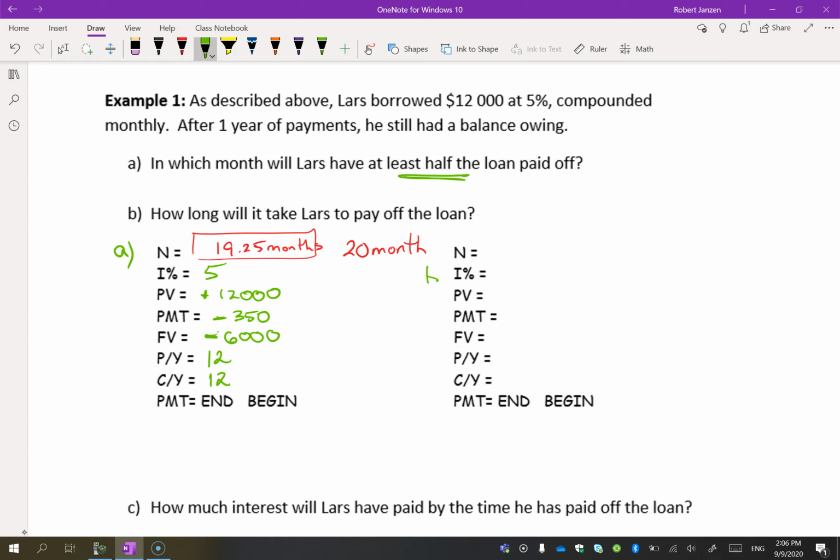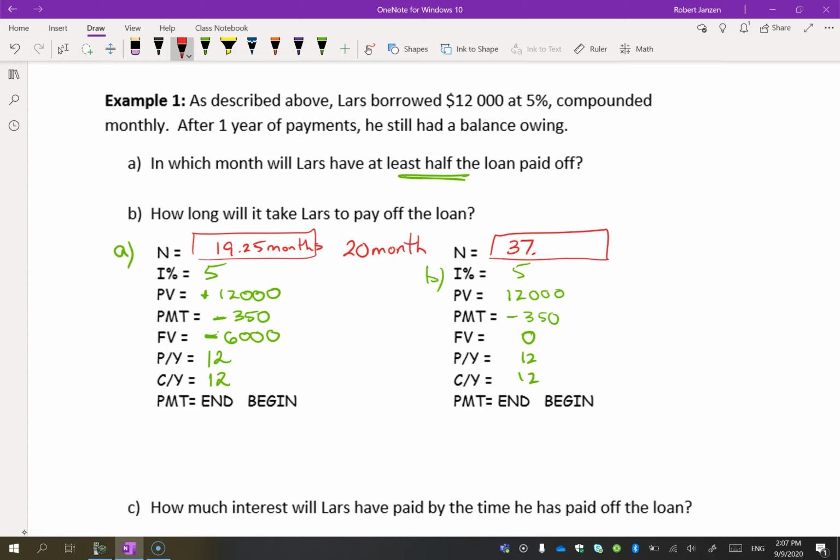Okay, let's do part B. Why don't you pause it and see if you can figure this out. So this time we're going to go to paying off the loan. It's the same loan, the same payments, the same interest, the same PY and CY. But what is the final value this time? If you're paying it off, it's going to be 0. How long does it take to get to 0?